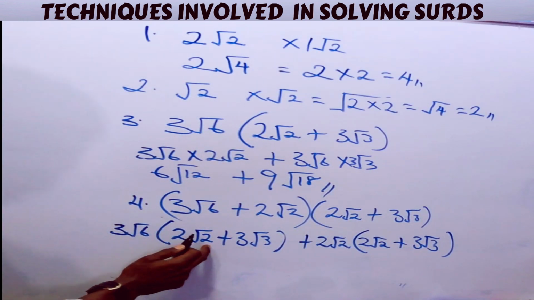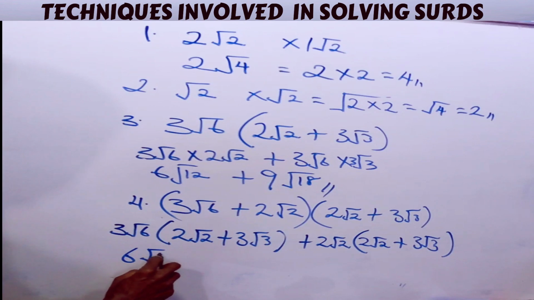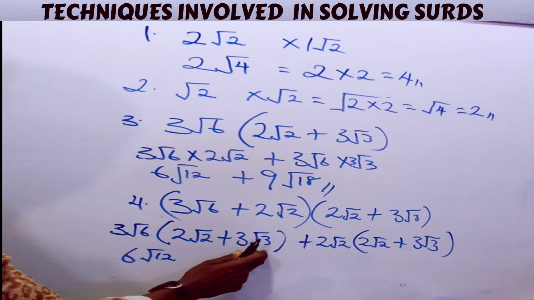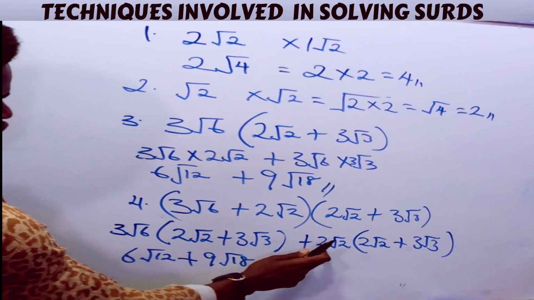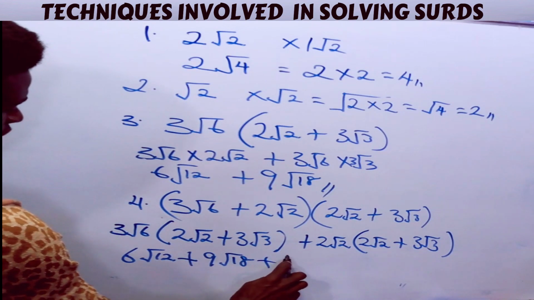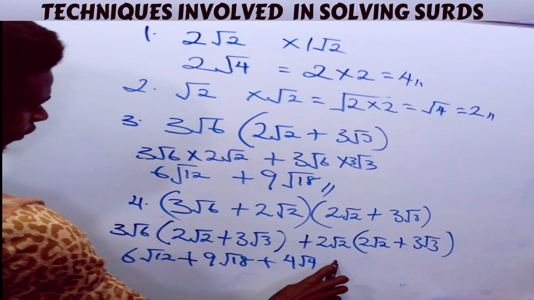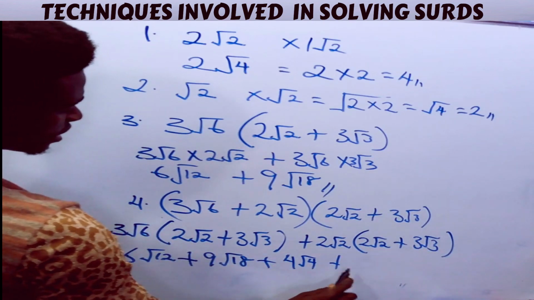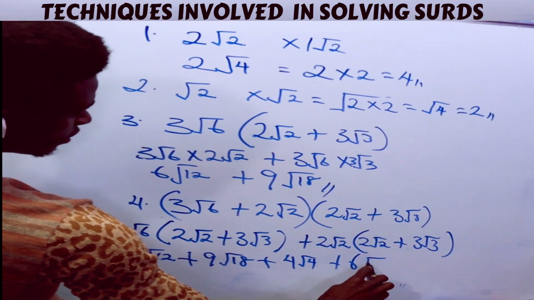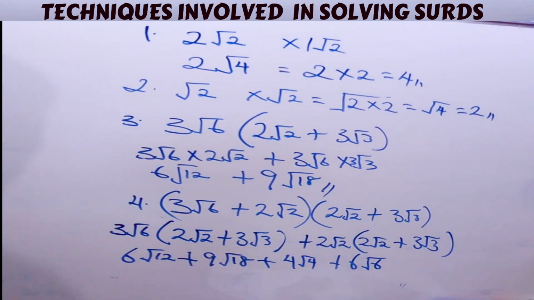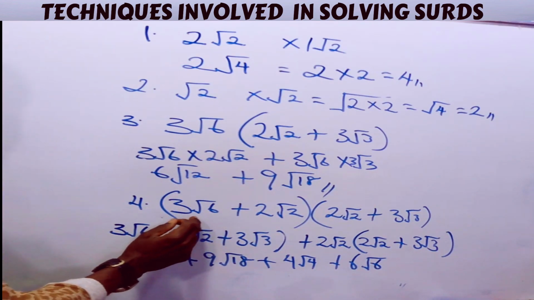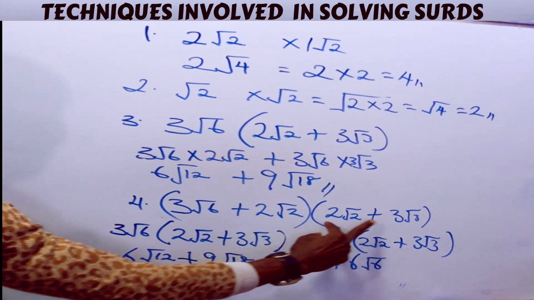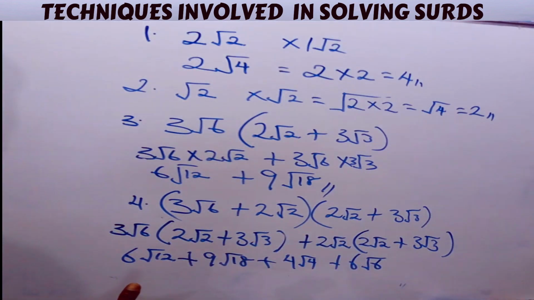So 3 root 6 times 2 root 2 is 6 root 12. 3 root 6 times 3 root 3 is plus 9 root 18. Now plus 2 root 2 times 2 root 2 is plus 4 root 4. Now plus 2 root 2 times 3 root 3 is 6 root 6. So we can simplify this further. But this is the technique involved when two elements involving surds are multiplying two elements involving surds.